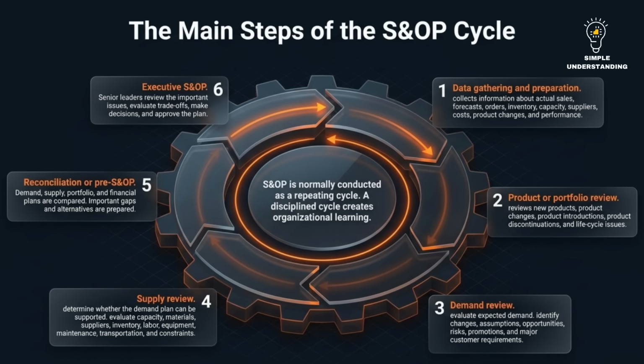The sixth activity is executive S&OP. Senior leaders review the important issues, evaluate trade-offs, make decisions, and approve the plan. After approval, the plan is communicated and translated into more detailed plans. The cycle then repeats. The next cycle should not begin from zero. It should compare actual performance with the previous plan, update assumptions, and determine what has changed. A disciplined cycle creates organizational learning. It helps management understand which assumptions were correct, which risks occurred, and which actions produced the expected results.